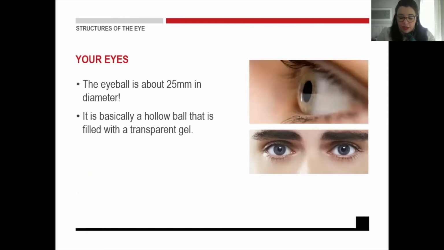If you look at the eyeball from the front to the back, if you would cut it in half, you will see that a normal eyeball is about 25 millimeters in diameter. And it's basically a hollow ball that is filled with a transparent gel. So it's nice and squishy.